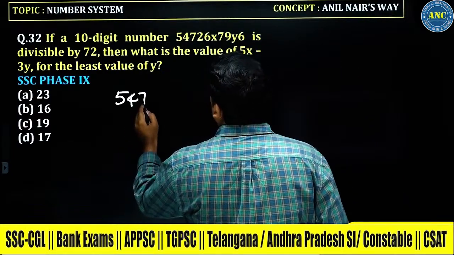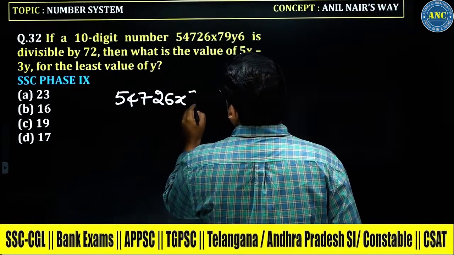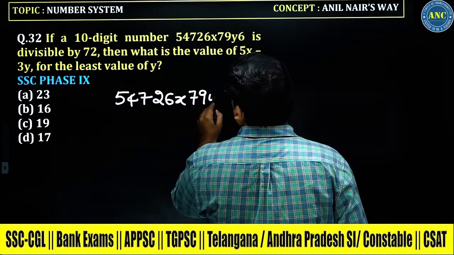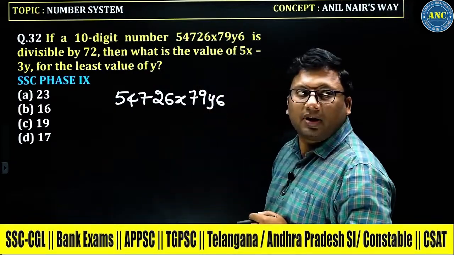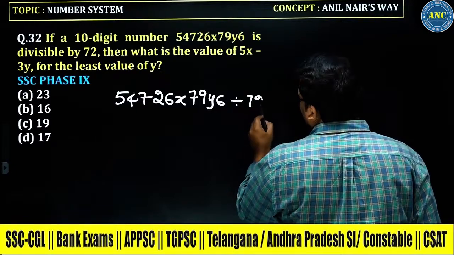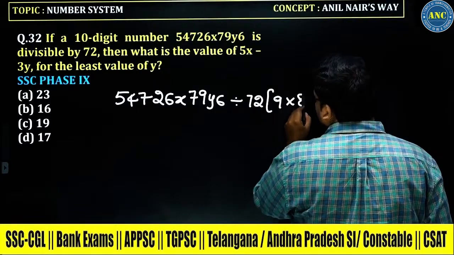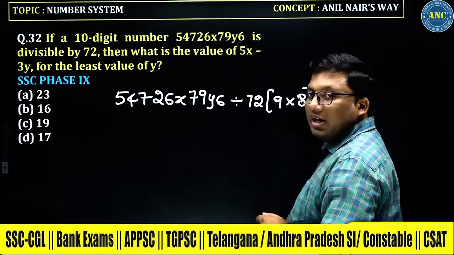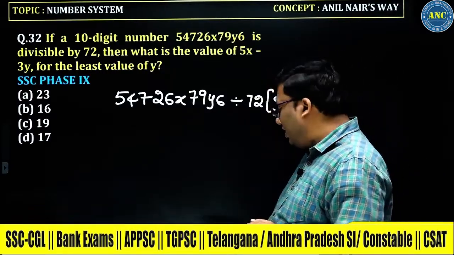It is 547 26x 79y6. This is a 10-digit number. This number is divisible by 72. If a number is divisible by 72, it is a composite number. It should be divisible by two co-prime numbers, that is 9 and 8.